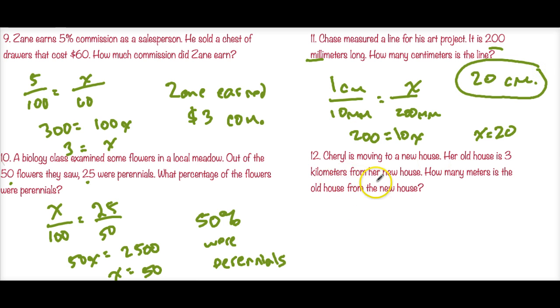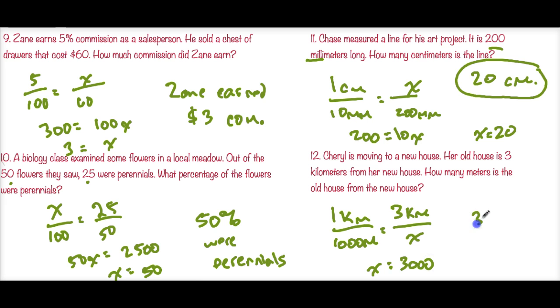Number 12, Cheryl is moving to a new house. Her old house is 3 kilometers from her new house. How many meters is the old house from the new house? So I know that 1 kilometer is equal to 1,000 meters. If we know that it's 3 kilometers away, we don't know how many meters, so that's where our variable goes. So when we cross multiply, we find out that x is equal to 3,000. So it is 3,000 meters away.